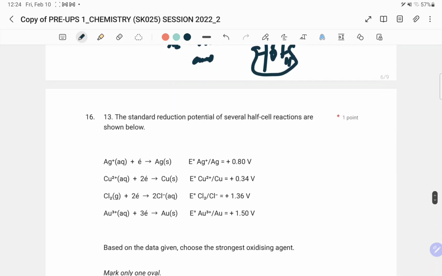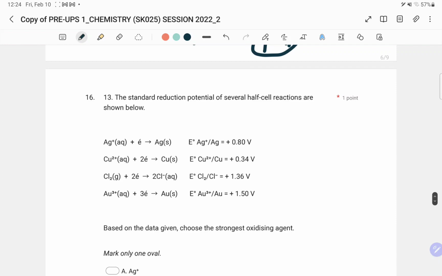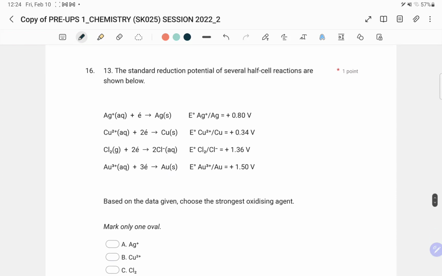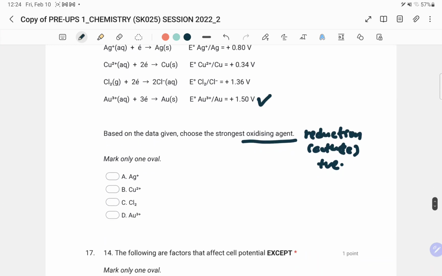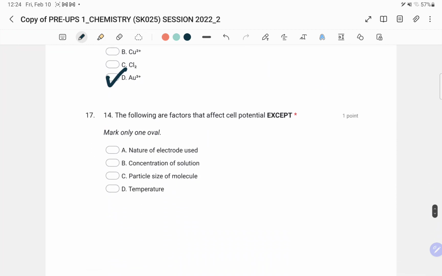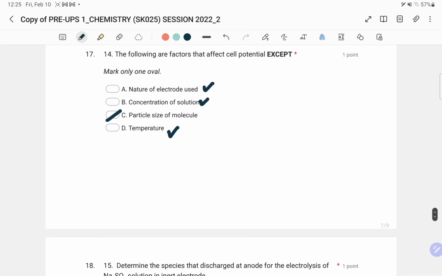Okay. Number 13, the standard reduction potential of several half cell are shown below. So based on that, choose the strongest oxidizing agent. So oxidizing agent maksudnya dia undergoes reduction. So reduction dekat cathode. So dekat cathode maksudnya more positive value. So yang mana yang paling positif? 1.5 lah. Okay, which is Au3+. Okay, number 14. The following are factors that affect cell potential. So temperature effect, concentration, nature. So particle size sahajalah yang tak effect.